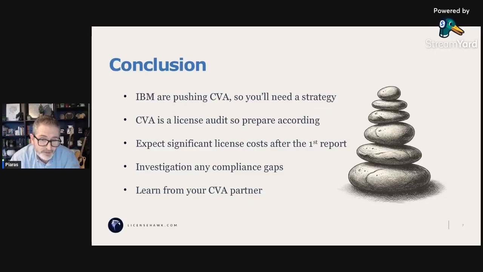Very often they're legitimate. That's fine. But also very often they're not. And the final one here, and this is something, I guess, to give credit to the CVA partners. They're generally, although they're constrained by IBM and the rules, they very often do want to help you. So you need to learn from them.